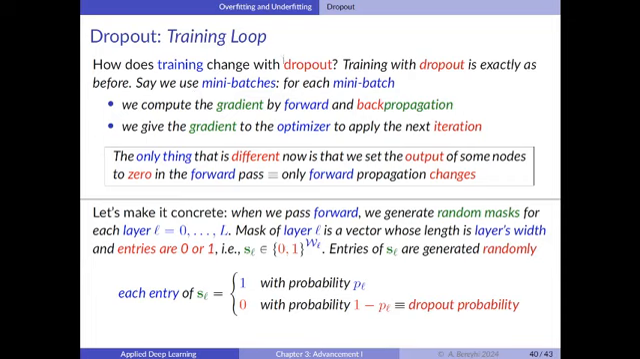As you know, the training is exactly the same. We compute the forward and backward propagations, and we optimize exactly like before. The only difference is that some outputs are set to 0, so only the forward propagation changes. The backpropagation is exactly as before.